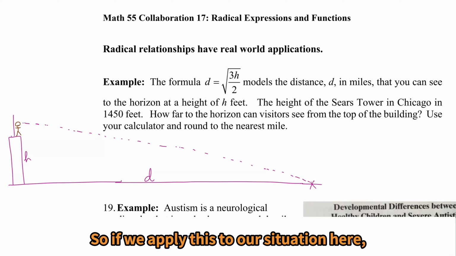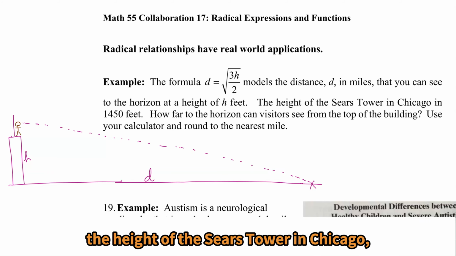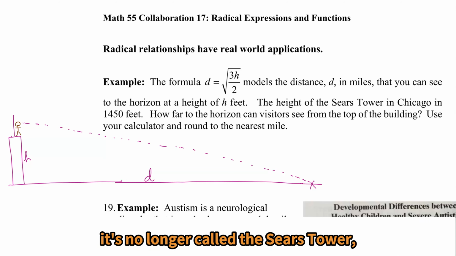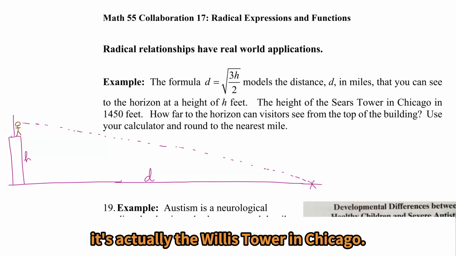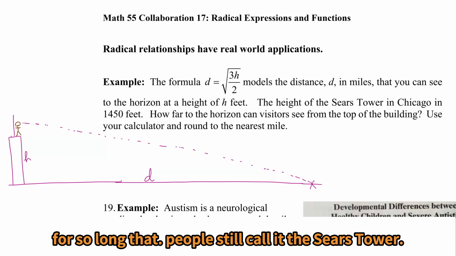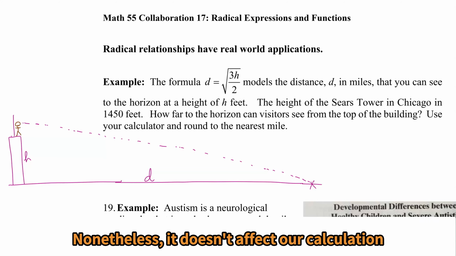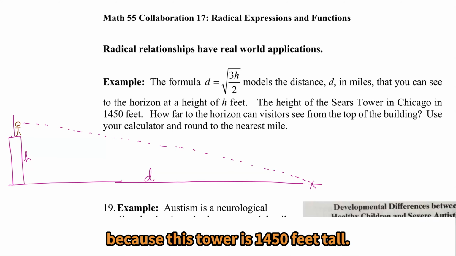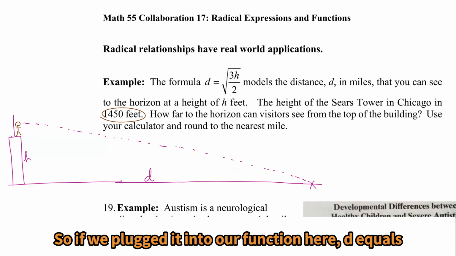So if we apply this to our situation here, the height of the Sears Tower in Chicago, it's no longer called the Sears Tower. It's actually the Willis Tower in Chicago. It was called the Sears Tower for so long that people still call it the Sears Tower. Nonetheless, it doesn't affect our calculation because this tower is 1,450 feet tall.